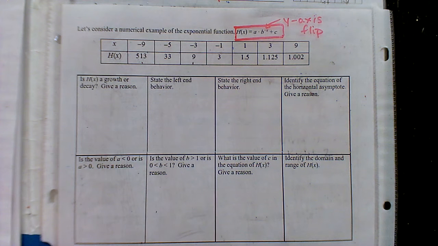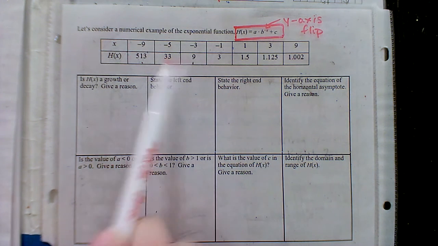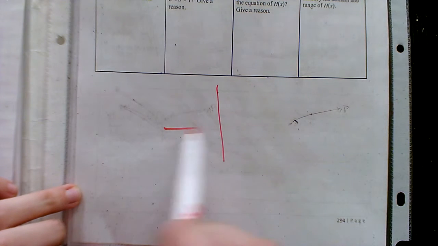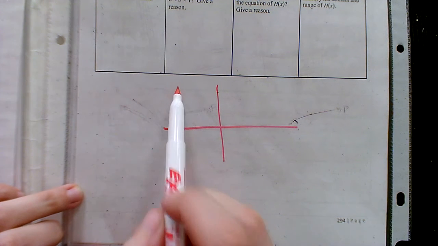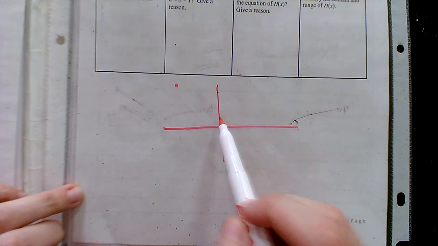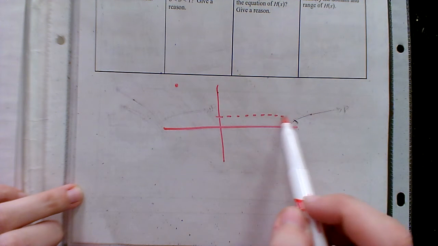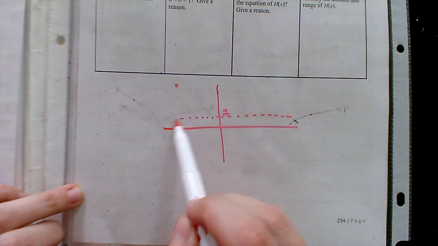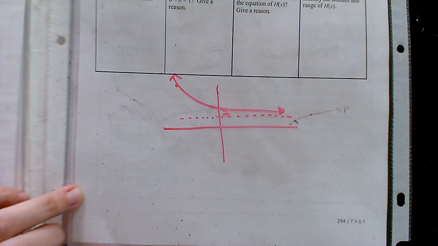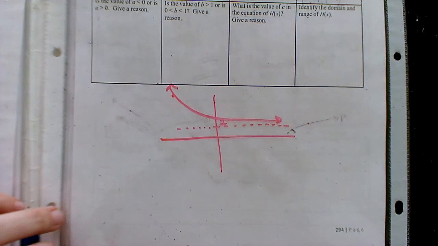If you have to, maybe draw a rough graph with those data points. If you need a picture, try that out. Maybe we'll do that at the bottom. Let's see, at -9, we have a really high value, but at +9, it's like we're getting closer and closer to 1. So it probably looks something like that. Growth or decay?